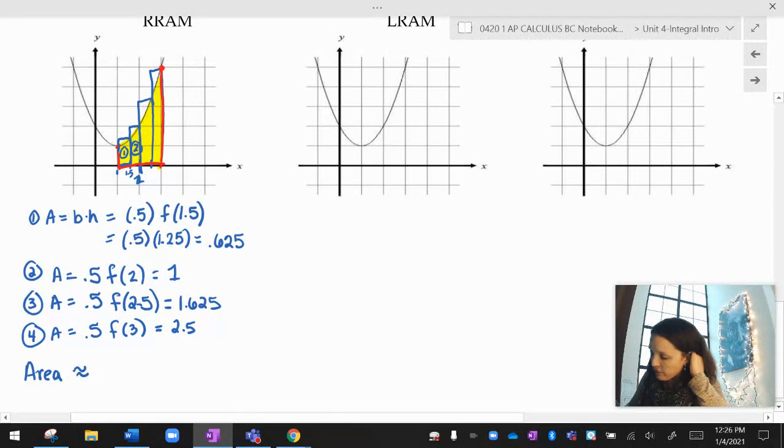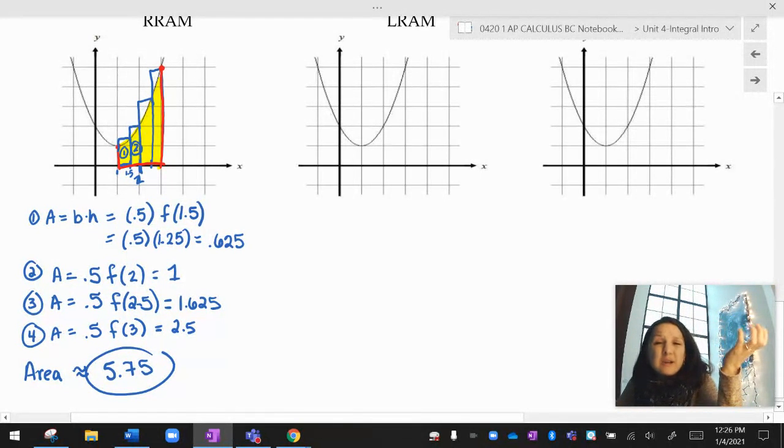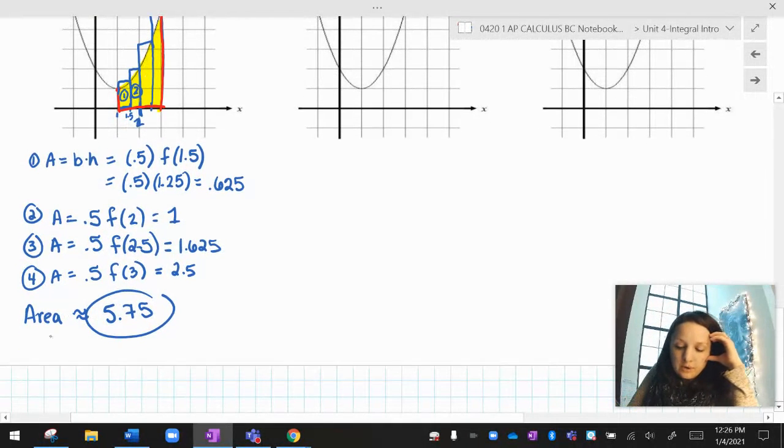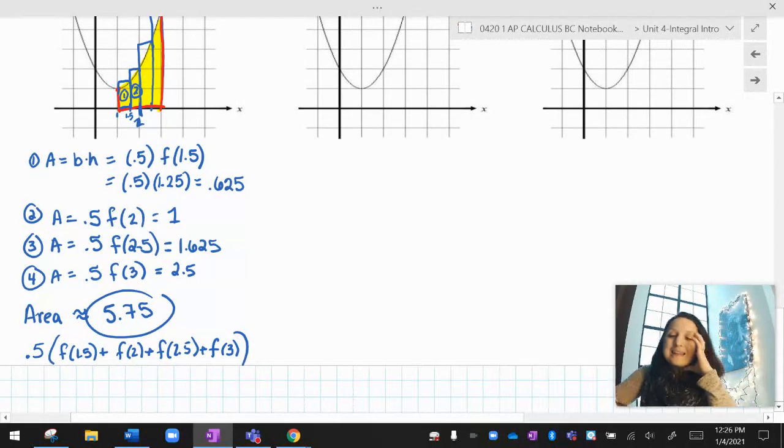And I think that area is approximately 5.75. Here's the thing, that was a lot of writing, right? And my widths were always the same on the bottom. So there was a quicker way to do that. What I could have done is just said, well, it's going to be 0.5 times f of 1.5 plus f of 2 plus f of 2.5 plus f of 3. Let's use that for the next one.